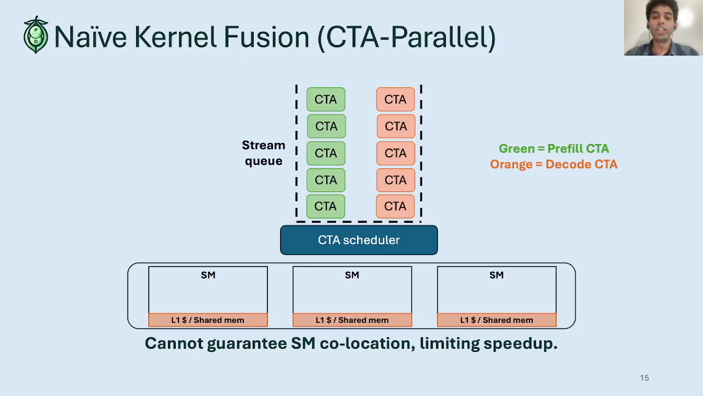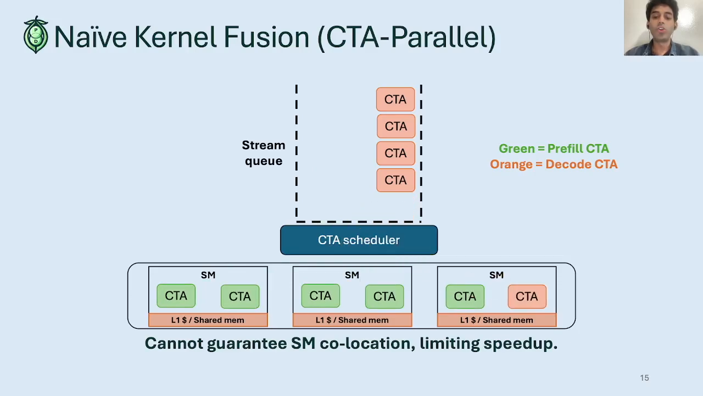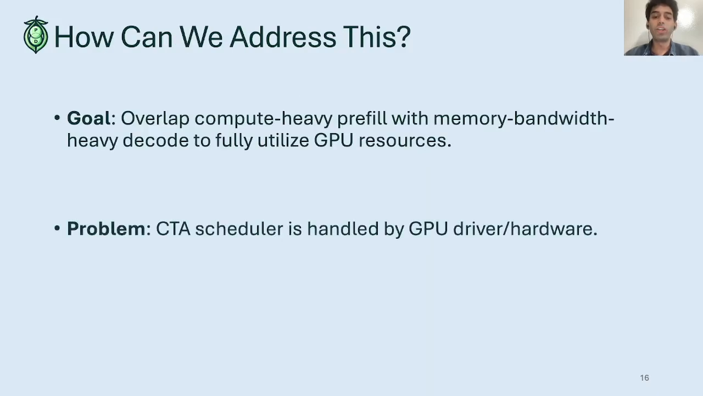In the figure, the green CTAs perform prefill and the orange perform decode. The problem with this approach is that the CTA scheduler is handled by hardware, so there's no control over which CTAs get scheduled on which SMs, greatly limiting the speedup. Kernel parallel execution suffers from the exact same problem for the exact same reason. So we see that a major problem of fusion is that the assignment of CTAs to GPU SMs is hidden from the programmer as it is handled by the GPU driver in hardware.